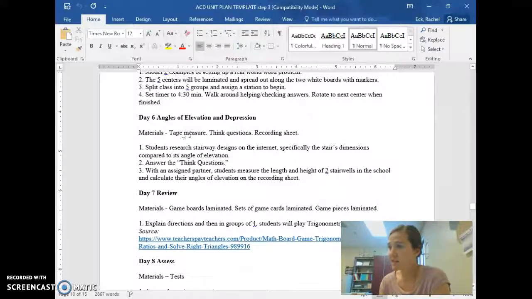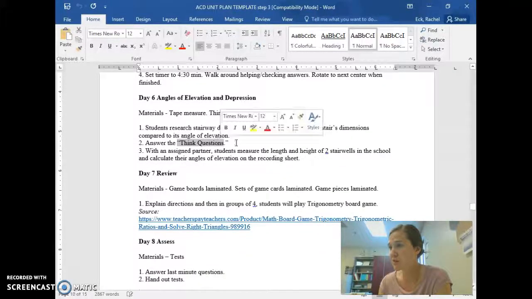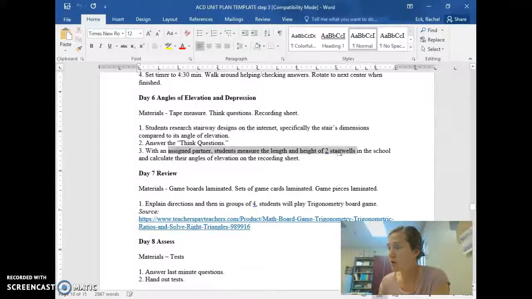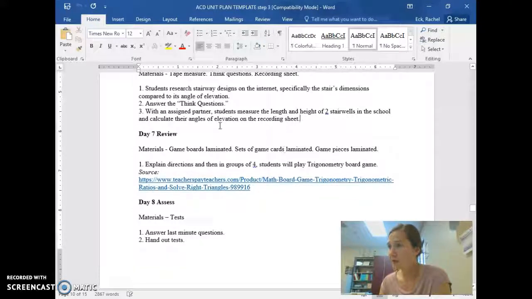So day 6 is an actual hands-on activity, and we're going to discuss how stairways have different angles of elevation, and talk about the steepness of stairs. So I have think questions, which are at the bottom of this document that they answer, and then we're going to go out into the hall, and they're going to find 2 stairwells in the school and calculate their angles of elevation using what they know about right triangles. So I also have the recording sheet at the end of this document too.